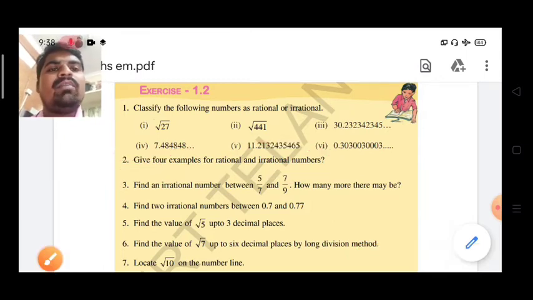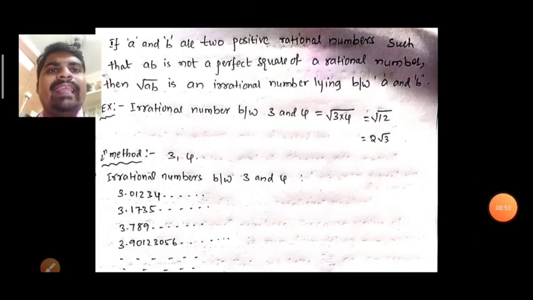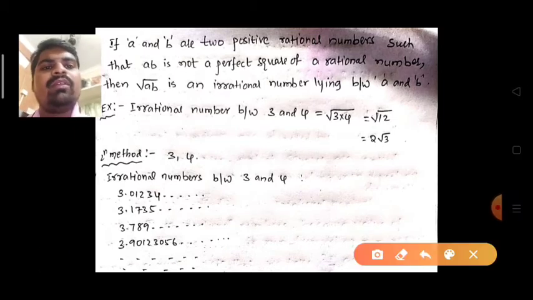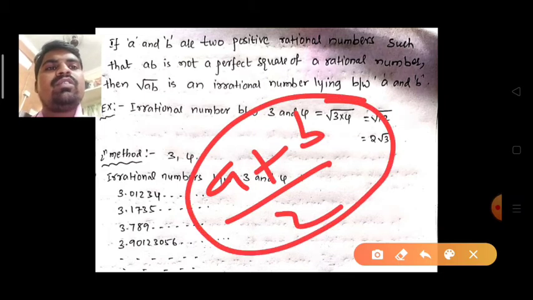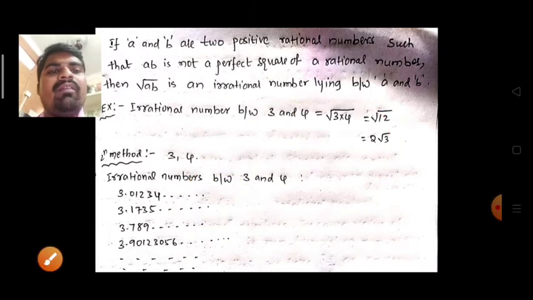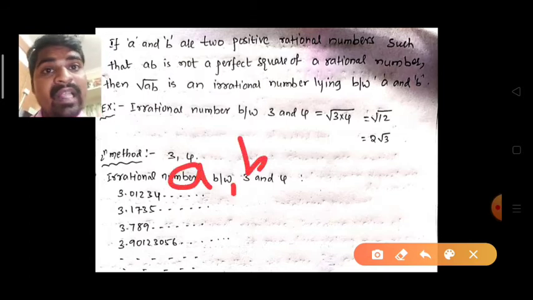This is about the completed concept here. Next, we have one formula. Yesterday one formula was completed, I think you know very well, the mean method formula, a plus b by 2. This is the formula used to find a rational number between two rational numbers. But today another formula is there: given two rational numbers a, b, you have to find an irrational number between them.